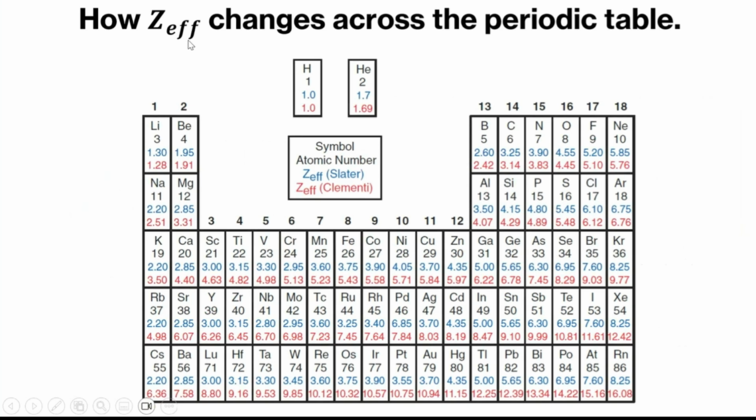Then we're going to look at how the effective nuclear charge changes across the periodic table. We have two sets of values here: the Slater values, and then the Clementi values. Of course, we know that the Clementi values are much more accurate than Slater's. And these values are calculated for the outermost electron.